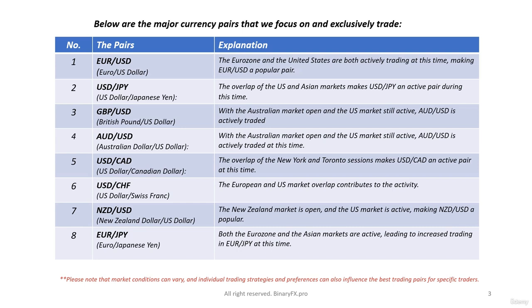Number 7. New Zealand dollar and US dollar. The New Zealand market is open and the US market is active, making the New Zealand dollar and US dollar a popular one. Number 8. Euro and Japanese yen. Both the Euro and ASEAN markets are active, leading to increased trading in Euro and Japanese yen at the time. So when is the best time to trade?